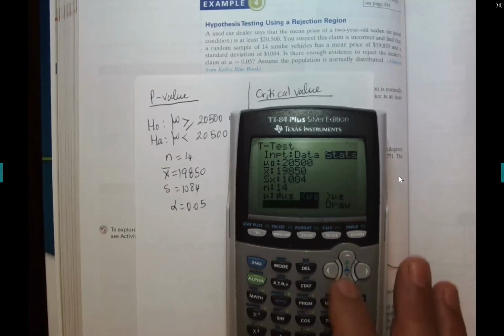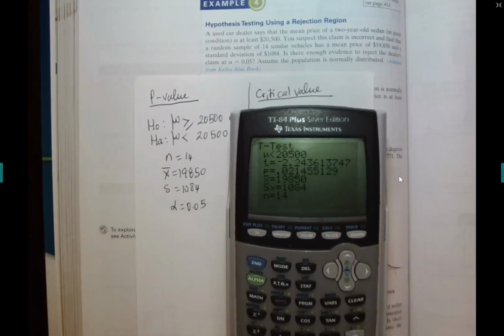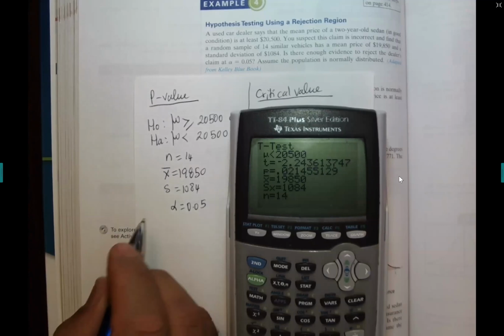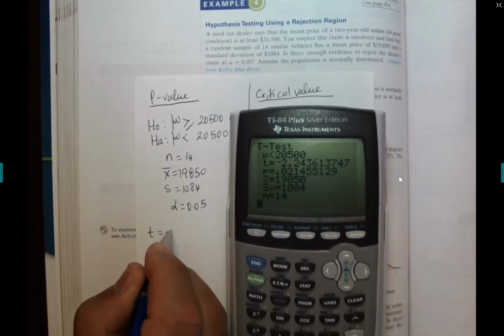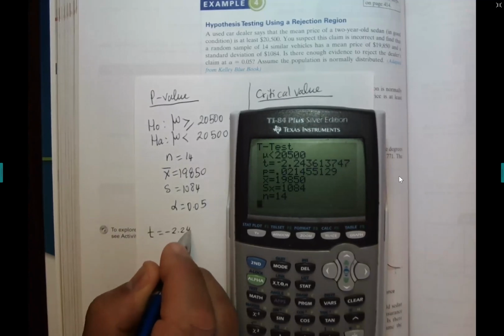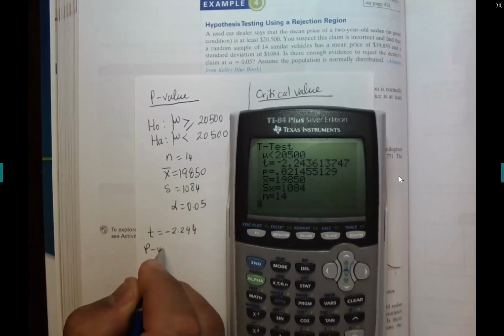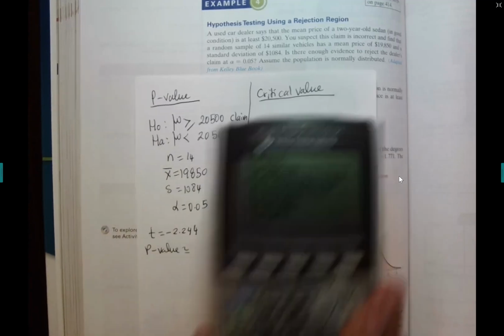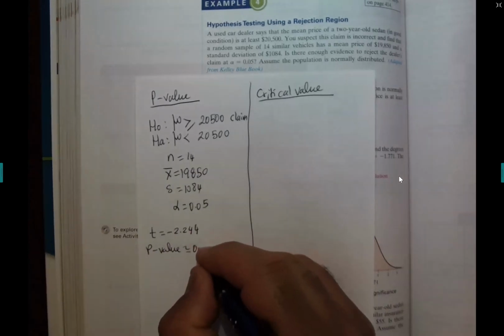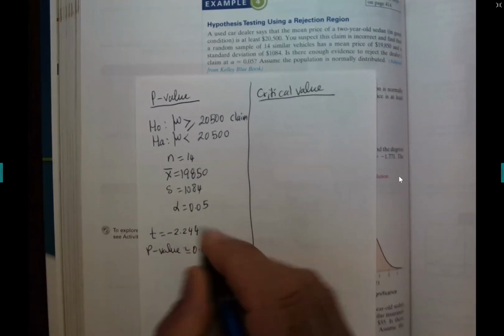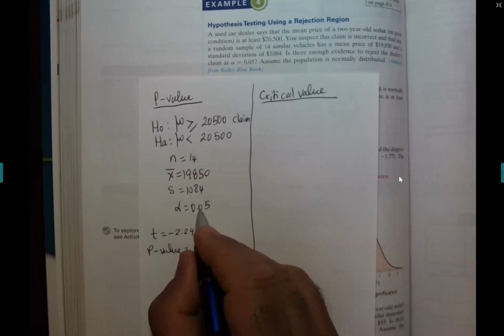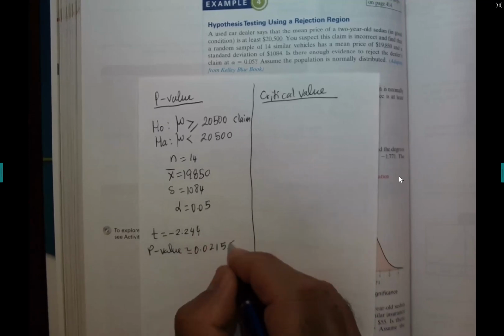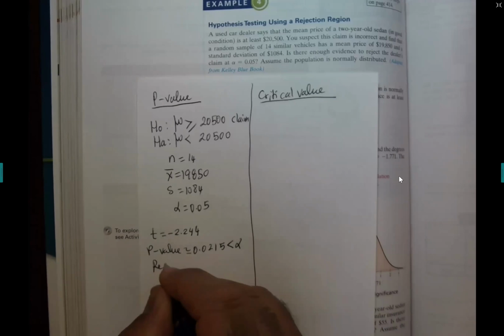Calculate. t is negative 2.244. The p-value is what? 0.0215. This is all I need. And we're doing it with alpha 5%, guys, so the p-value is less than alpha. So you reject H0.